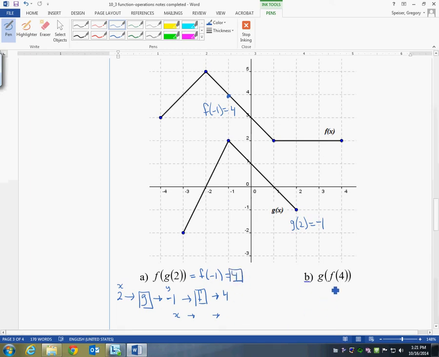Again, for b, I'll do this one in green. I start with an x value of 4, and now f is the inner function. Over here, f of 4 is equal to 2. So this is equal to g at 2. Oh, I've already done this one, haven't I? g of 2 is equal to -1, right here. And there's my answer.